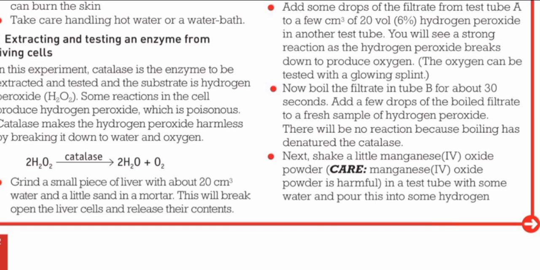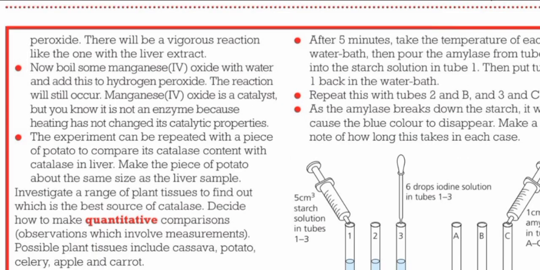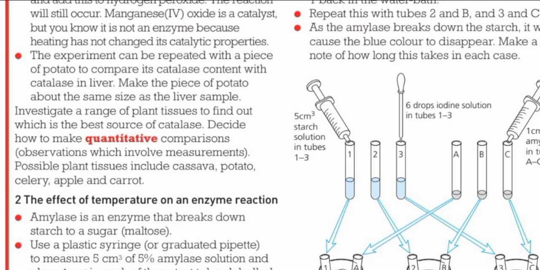Now there is a little comparison with a catalyst. We compare this with the catalyst manganese(IV) oxide, so this is the exact name of it. It also breaks down hydrogen peroxide, but it is not an enzyme. Even after heating, it still works, because it is not an enzyme. Enzymes are affected by heat. Catalysts are not affected by heat. So this is the comparison, and this is the first experiment about liver cells or the catalase reaction.